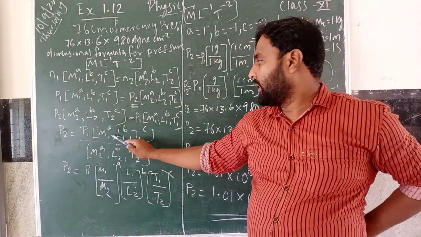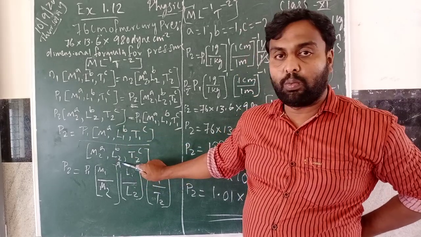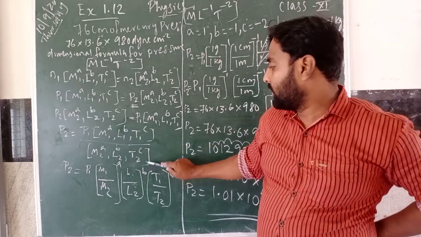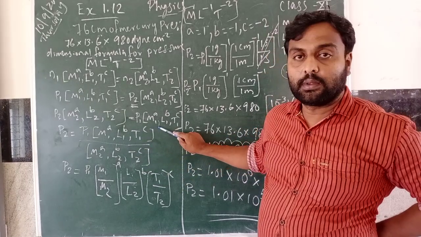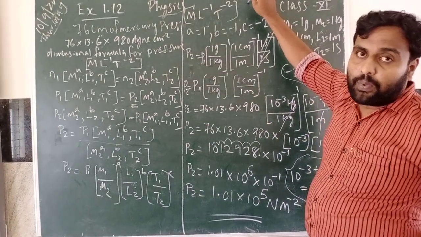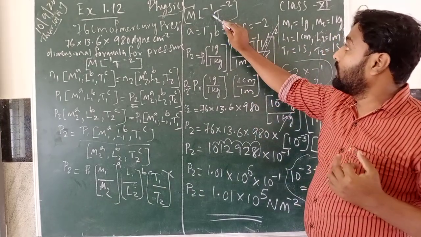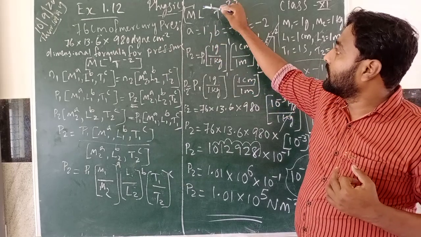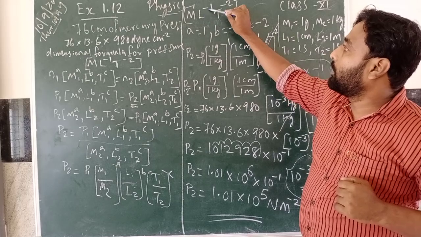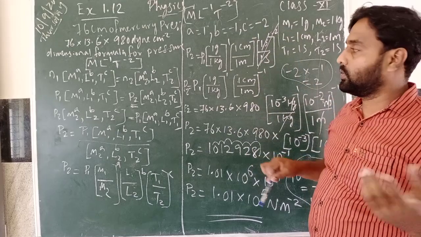Now you see M1 by M2, here a is there. Take it commonly outside. L1 by L2, b is there. Take it commonly outside. T1 by T2, c commonly outside. Now this is the dimensional formula for pressure. That is what in the question: use the method of dimension. So we are using. A means M power what? 1. So a is 1. L power minus 1, so b is minus 1. T power minus 2, so c is minus 2.